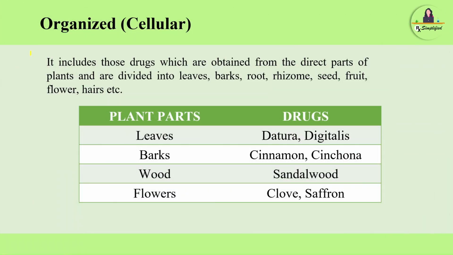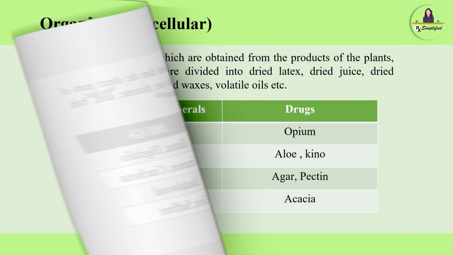First, we discuss organized drugs. It includes those drugs which are obtained from the direct parts of plants, divided into leaves, barks, root, rhizome, seed, fruit, flower, hairs, etc. What are the plant parts? From leaves, drugs are derived such as dhatura, digitalis; from barks, cinnamon, cinchona; from wood, sandalwood; from flowers, cloves, saffron, etc.